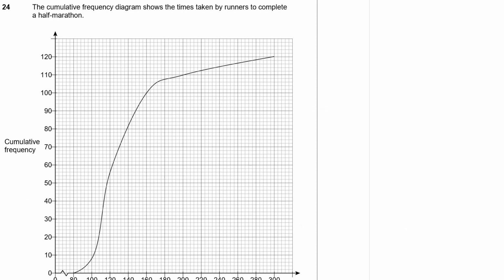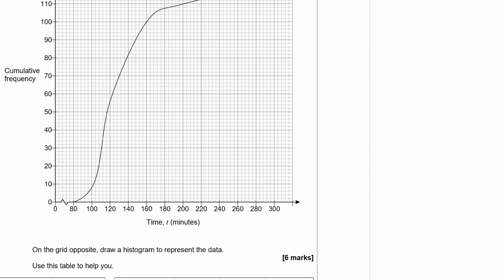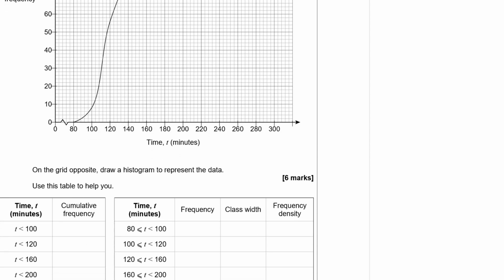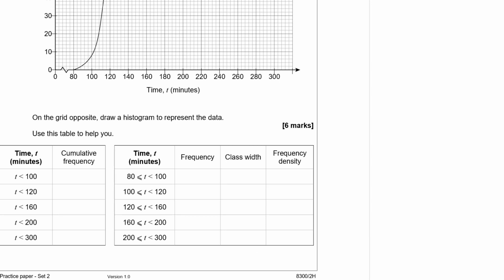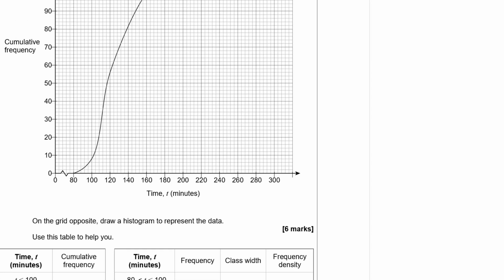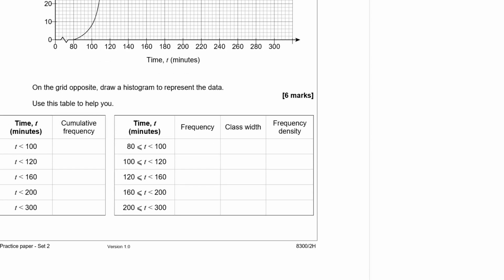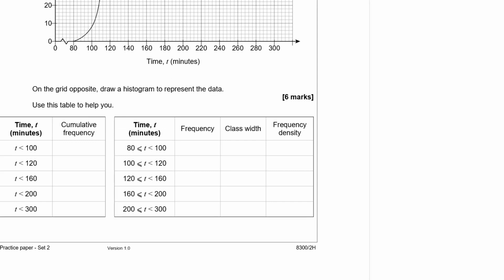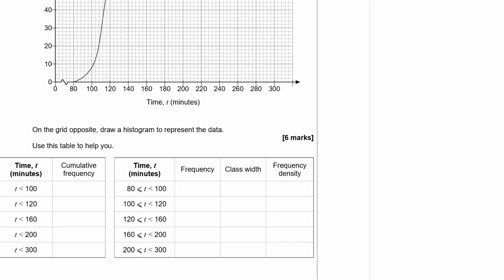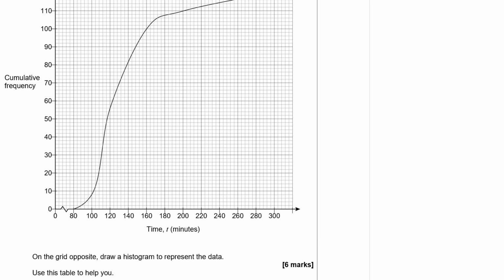Question 24. The cumulative frequency diagram shows the times taken by runners to complete a half marathon. So we've got the cumulative frequency curve, and underneath it asks us to draw a histogram to represent the data and use this table to help us. So I think we need to go through and read off the values first. Then we can populate the cumulative frequency table, and then we can fill out the table we then need for the histogram.